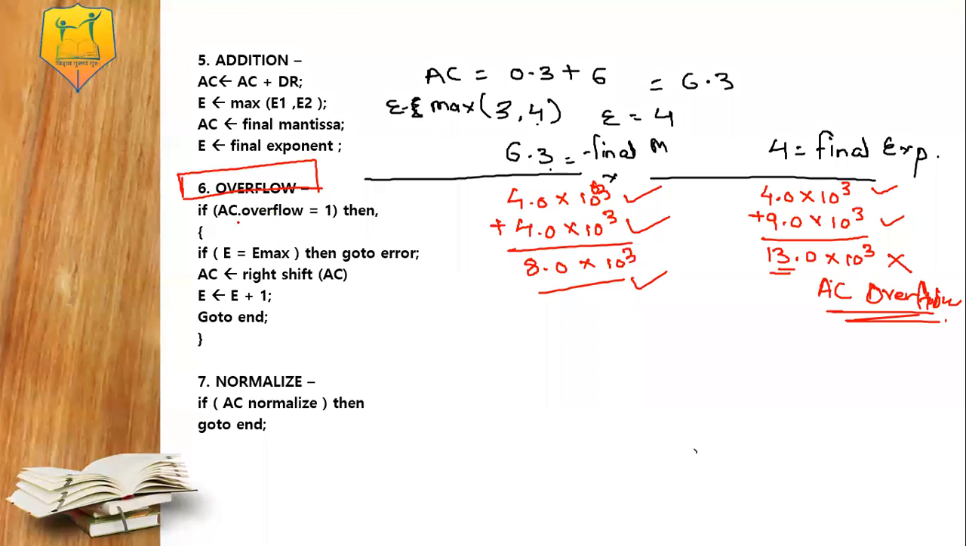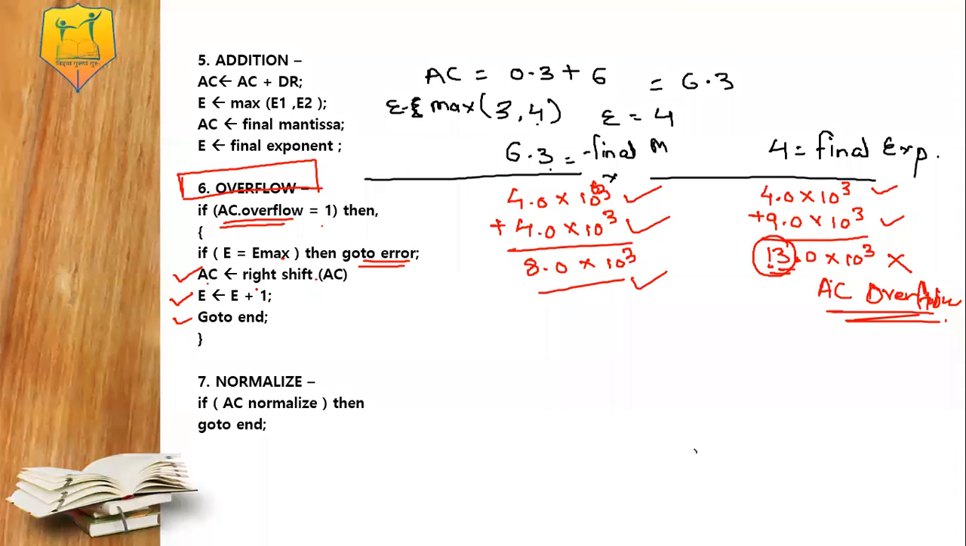AC overflow means there is more than one digit on the left-hand side of the point. How many digits are there here? Two digits. So AC overflow just counts the number of digits on the left-hand side. It's just a count: is it one or two? Obviously it is not equal to one. If it is one, okay, but if it is not, then you have to normalize and go through the process. So if E is equal to Emax, then go to the error, because your error has already occurred by then. If it is not, then again make the right shift of the AC, E becomes E plus 1, and then go to the end.